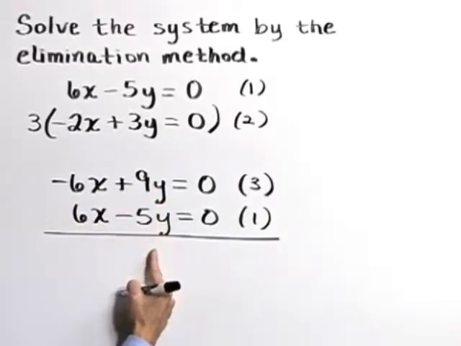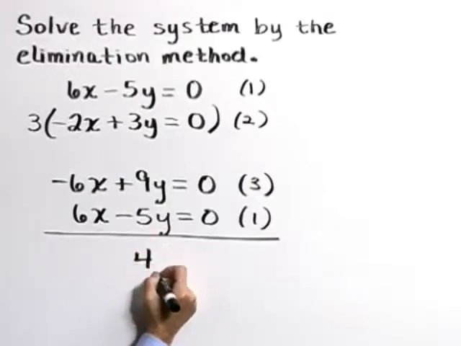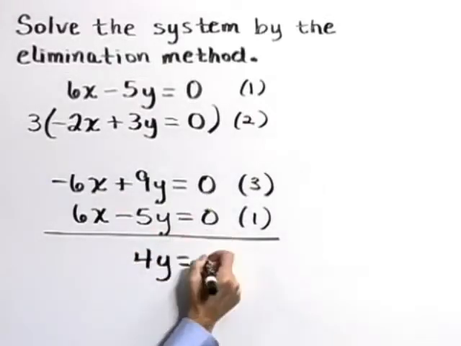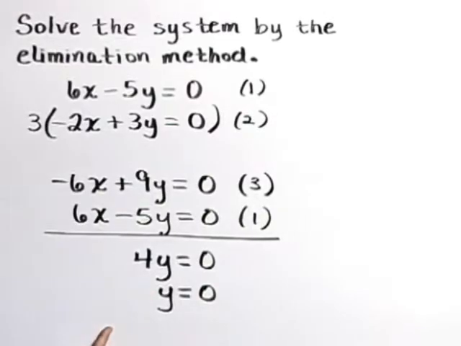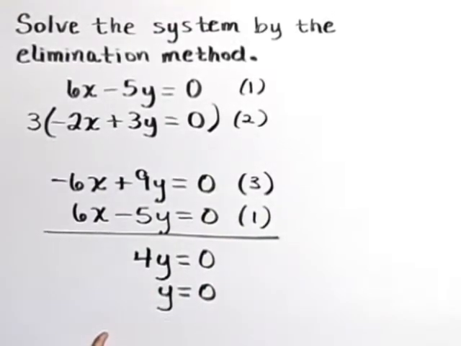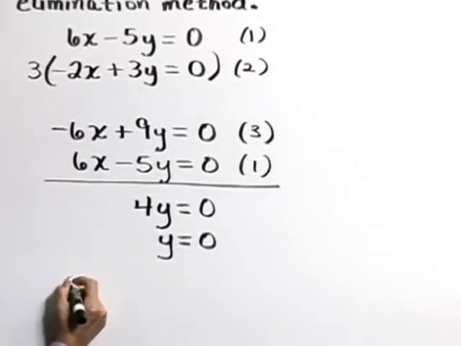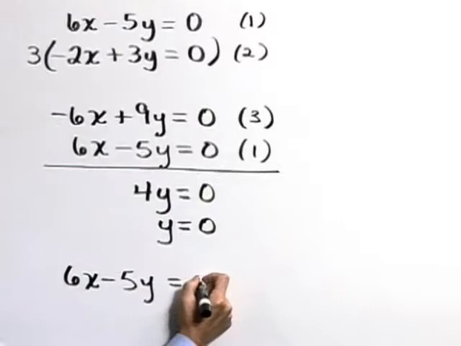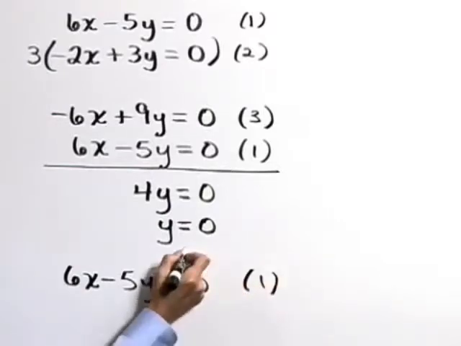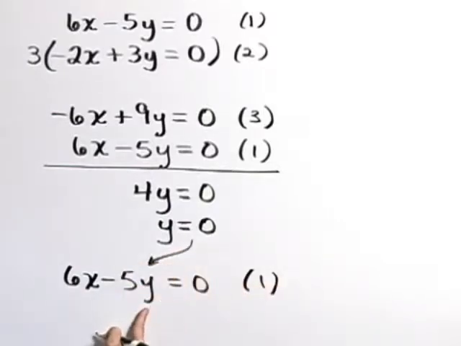Adding the y coefficients, we get the number 4 times y, and that's equal to 0. Dividing both sides by 4, we get y is equal to 0. So we've solved for the y variable. Now let's find x. I'm going to go back to equation number 1, which is 6x minus 5y is equal to 0, and substitute y is equal to 0 in this equation to solve for x.